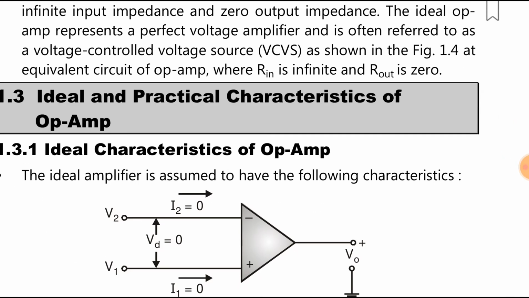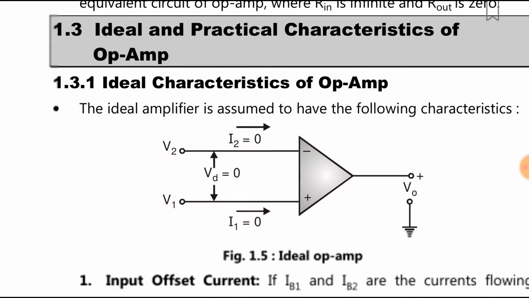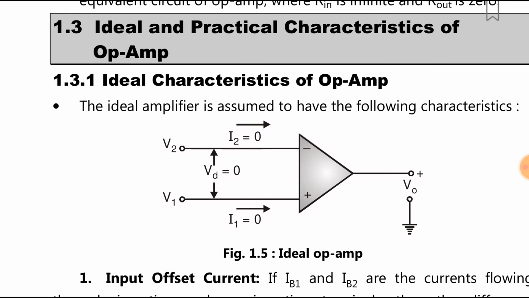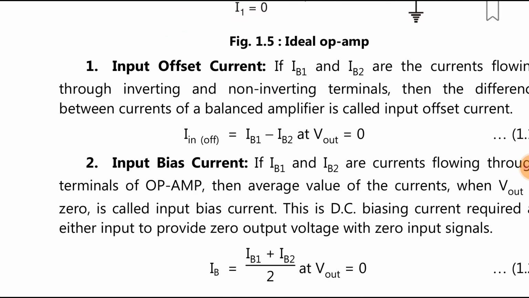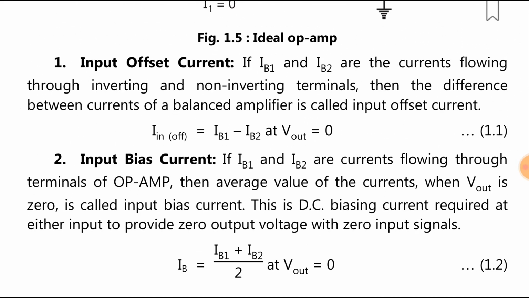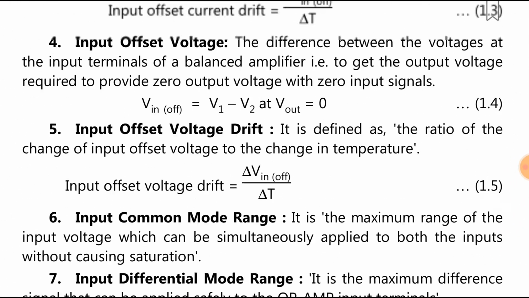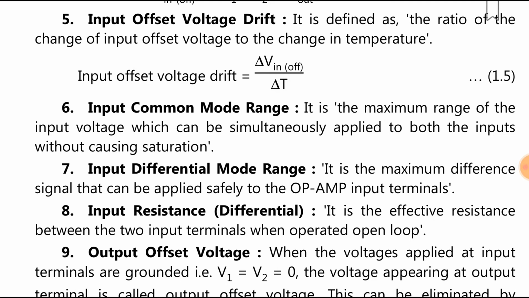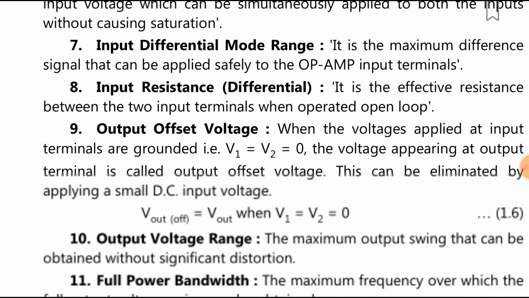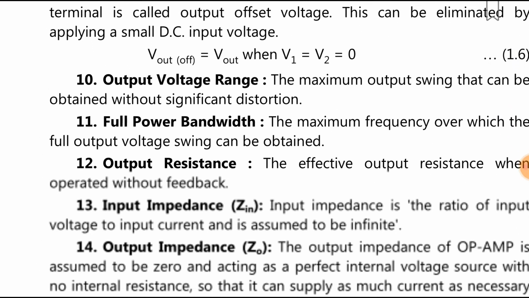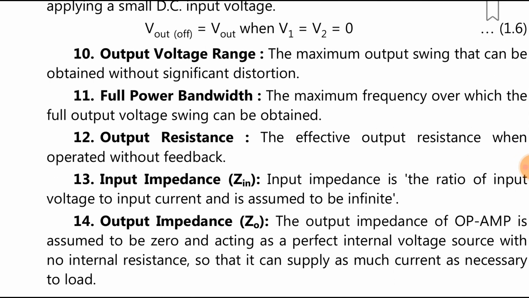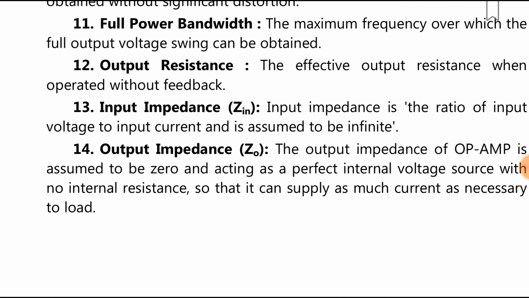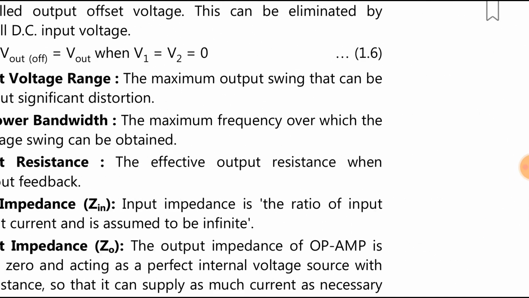Now what are the practical characteristics of an op-amp? In contrast to the ideal characteristics, these are the various characteristics of an op-amp circuit: input offset current, input bias current, input offset current drift, input offset voltage drift, input common mode range, input differential mode range, input resistance, output offset voltage, output voltage range, full power bandwidth, output resistance, input impedance and output impedance.